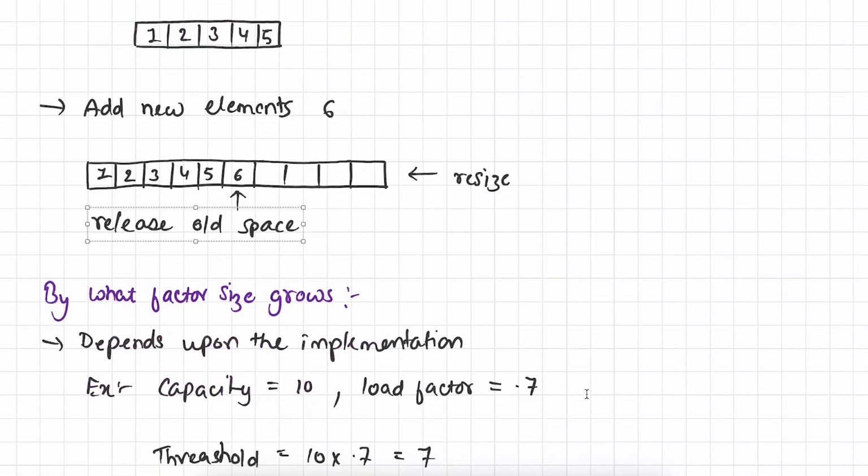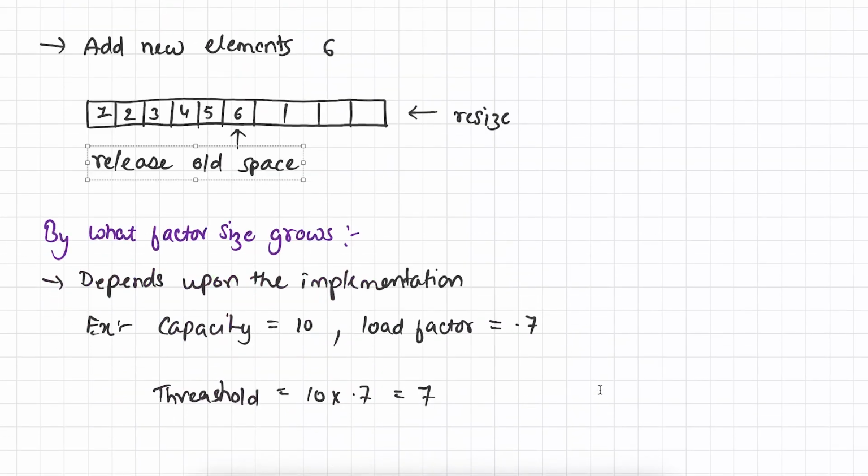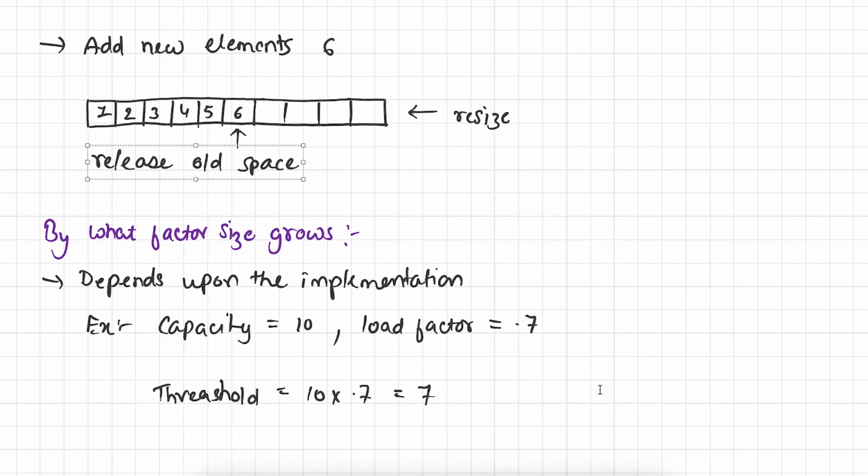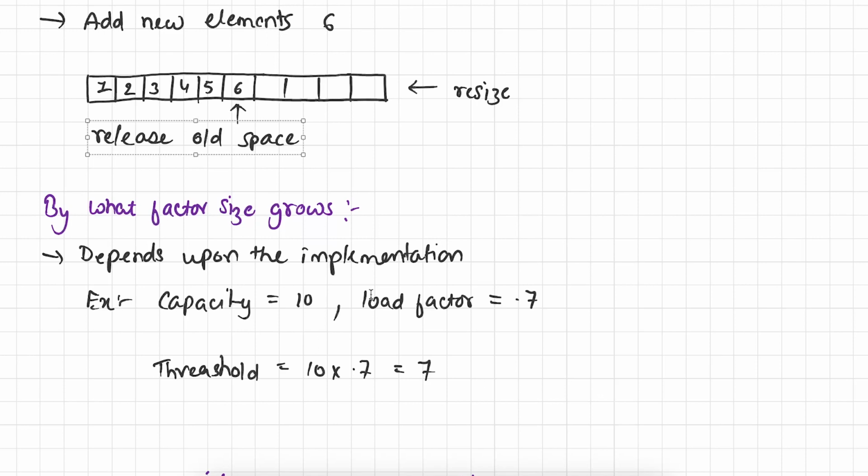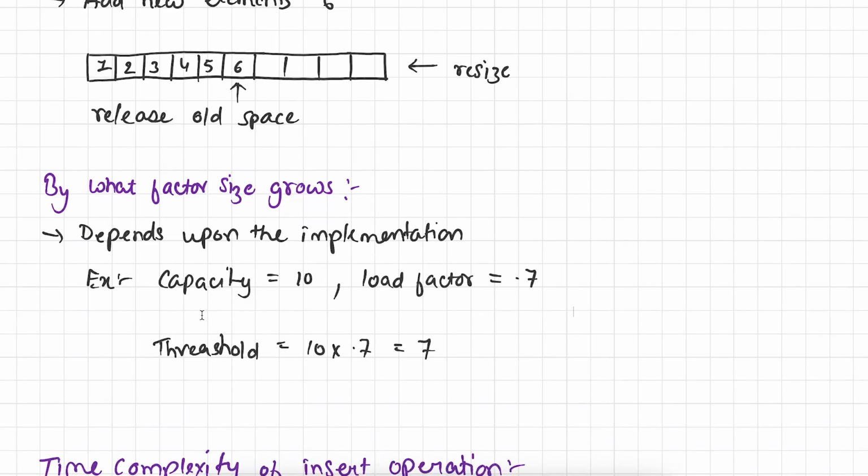Now here you may ask by what factor the array grows internally. To answer your question, it entirely depends upon the implementation of the programming language and it also depends upon two important factors, that is capacity and load factor. So for example, in Java, the load factor is 0.7 and the capacity of the array is 10. So in every insert operation, it's going to calculate the threshold. And how is the threshold calculated? It's simply 10 into 0.7, that is equal to 7. So this means till the 7th element, it's not going to resize itself. But as soon as you try to add a new element at the 8th position, it's going to resize itself internally.